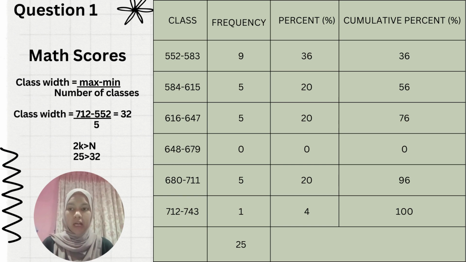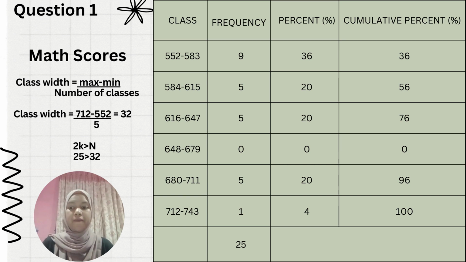Okay, I'm going to present about question 1 and question 2. For question 1, firstly we need to find the class width for the math scores. We must use the formula maximum minus minimum divided by number of classes. For example, for these math scores, the class width is 712 minus 552 divided by 5, equal to 32.